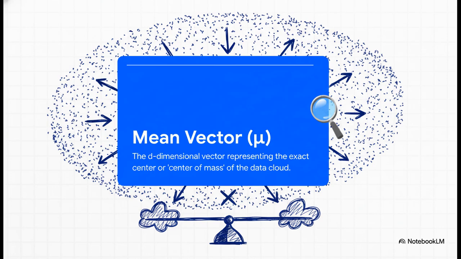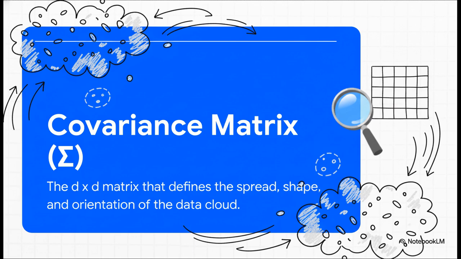So, finding the center? That's the easy part. We use something called the mean vector, which we write down with the Greek letter mu. The best way to think about it is like finding the center of mass for the entire data cloud. It's just the average value for every single one of our features, all bundled together to pinpoint the exact heart of our data. Now for the fun part, the shape.